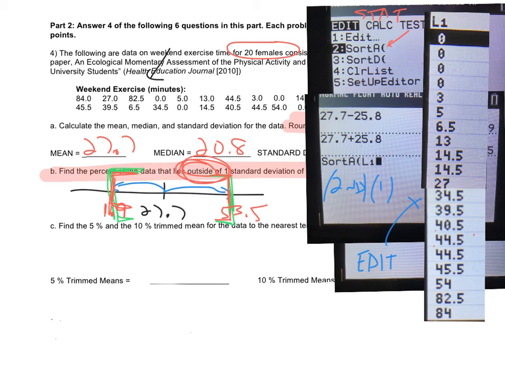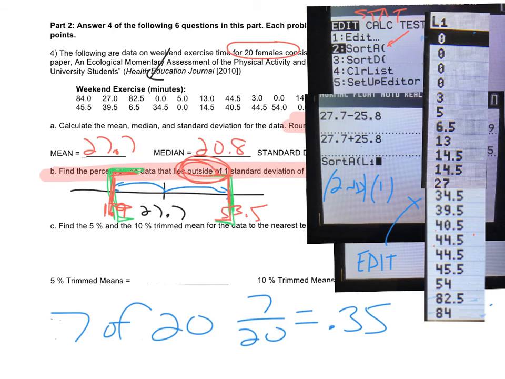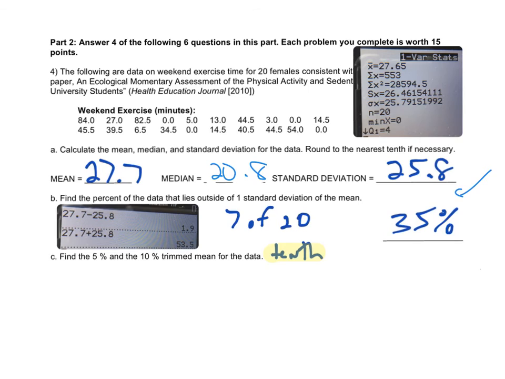So basically, this is the range of the data that's inside of one standard deviation. That means these numbers up top and these numbers below are outside of one standard deviation. So I have 1, 2, 3, 4, 5, 6, 7 of the numbers outside of one standard deviation. Since there were 20 numbers, I know that's 7 of the 20. So I'll do 7 divided by 20, and that's going to give me 0.35. So 35% of the data is outside of one standard deviation.